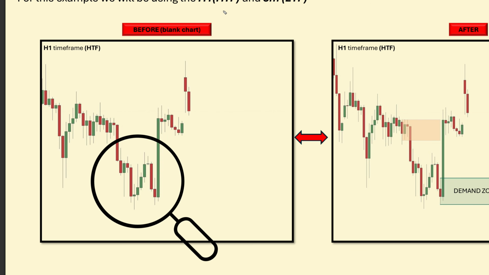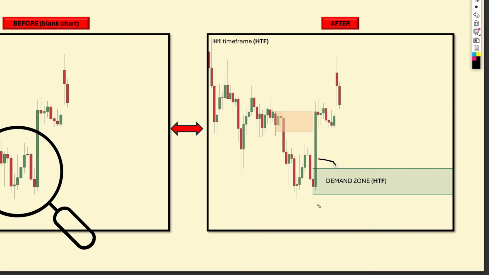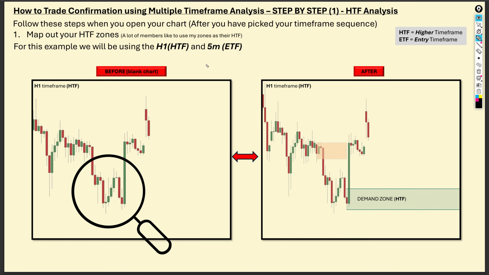A lot of members like to use my higher time frame zones and then trade their strategy inside of them, because part of the group as well is you will get all of my zones. So a lot of people wait for my higher time frame zones to be hit, and then maybe they trade some other strategy inside of the higher time frame zone. So that's something that the members like to do. For this example on the chart, this is an H1 chart and an H1 higher time frame, and this is supposed to say a 5-minute entry time frame. Or well, this is an H1 as well.